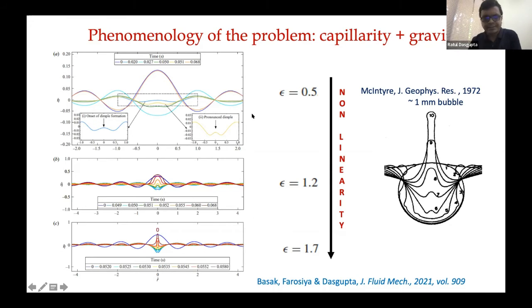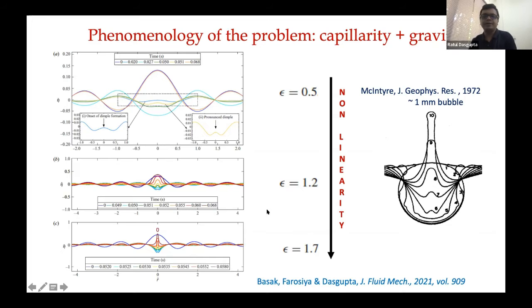As you can see, at these values of epsilon, where epsilon is quite large, we cannot model this as a linear problem. Because in a linear problem, if you start with a Bessel function, as I said earlier, it will just go up and down. It will always stay a Bessel function, and it will just go up and down harmonically in time with the frequency given by the linear dispersion relation. So linear theory clearly is inadequate to model this.